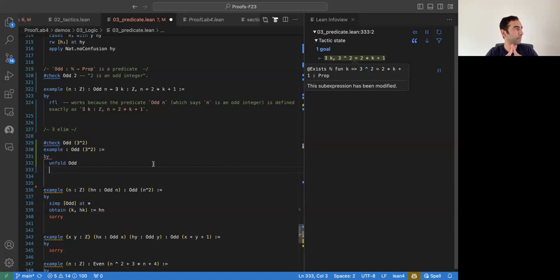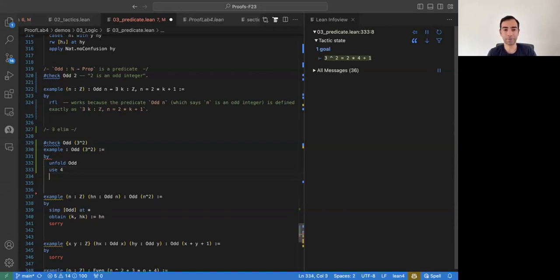Yeah. So what do we need to prove? First, we need to provide a number. So you propose 4, so let's use it. We can do this with use 4. And now the goal is reduced. So what it did, it substituted that k to be 4, right? And now we have to prove the rest of the statement, that in fact 3 squared is 2 times 4 plus 1. So that you can prove by reflexivity.